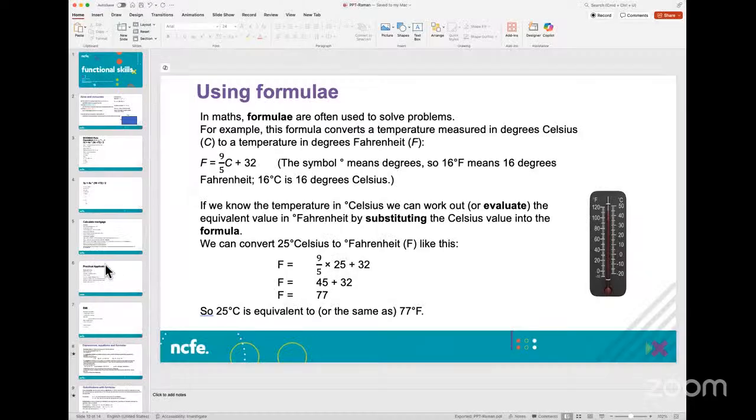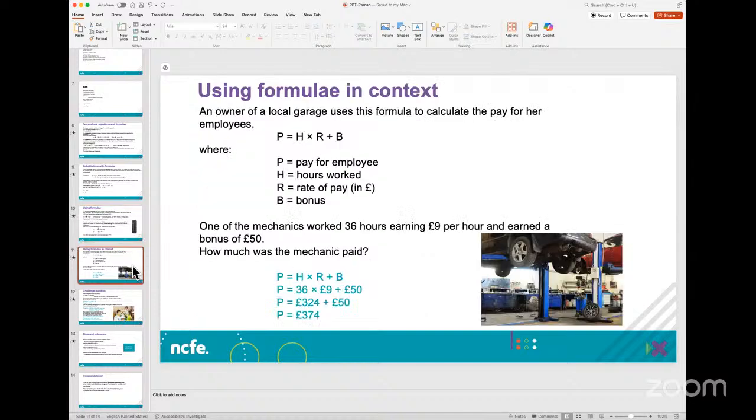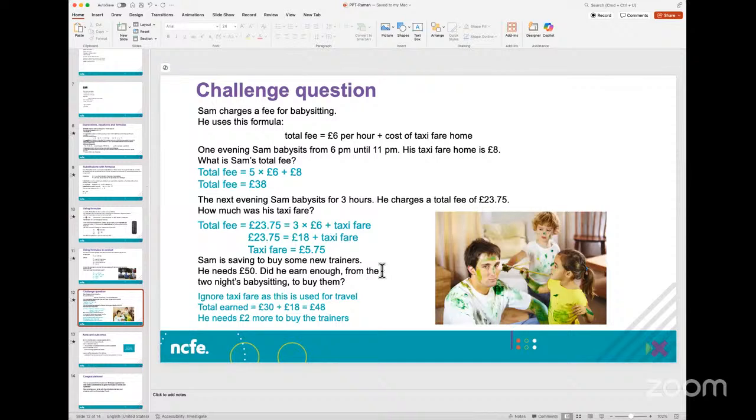Okay, so this was the 2-3 slides that I was referring to, where you use temperature conversion from centigrade to Fahrenheit, calculating, for example, hourly wage, or the total wage that you would get, and then an example of the taxi fare, which I was mentioning. So if there are no more questions, I'm going to try and end the session now, and we'll see you next week, where we'll cover another topic, which will be fractions, decimals, and percentages in maths.